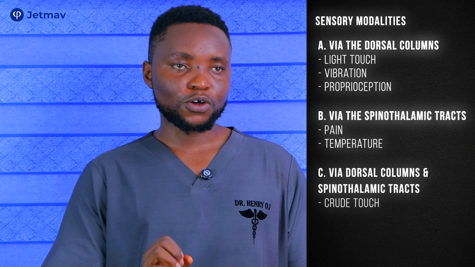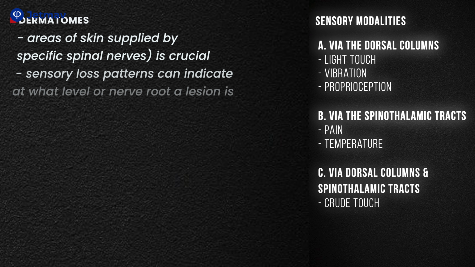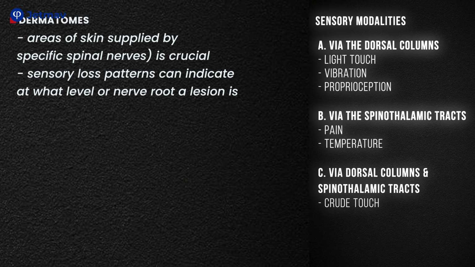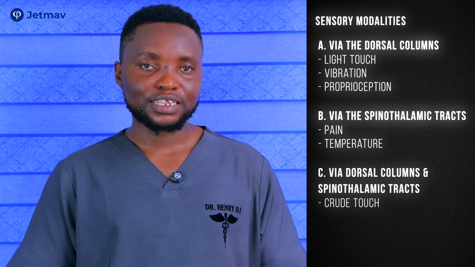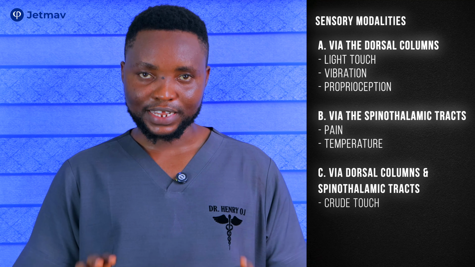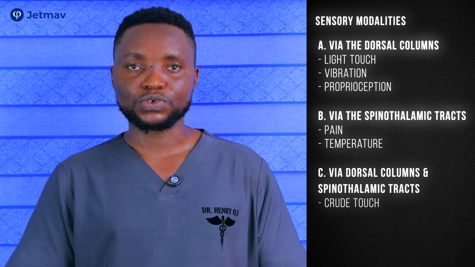Now, some key concepts to note here is what we know as dermatomes. So understanding dermatomes is very crucial for sensory nerve examination and sensory loss patterns. So when we say dermatomes, we mean areas of the skin which is supplied by a specific spinal nerve. And this is crucial in understanding sensory loss patterns. This will indicate the level or the nerve root a lesion is in. So understanding dermatomes is actually very crucial. But in examination, there are various OSCE references we use. But during OSCE scenarios, the most commonly tested regions, at least, are the following.